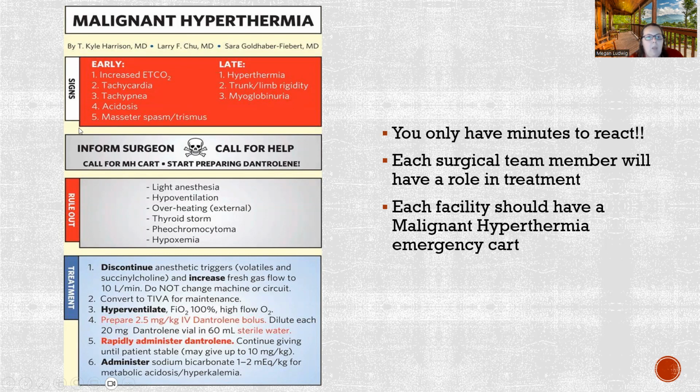But anyway, obviously the surgeon will be informed. Now there is a number, and it should be on this emergency MH card, that there's actually a malignant hyperthermia hotline. Because it doesn't happen often enough, sometimes people get out of practice and wonder what they should do next. You can call this hotline and they'll walk you through it. So if you are on call and you just don't know, call the hotline. They will help you. Some things might look similar to this, but once you start tacking on a couple of these signs, it's going to become pretty obvious.